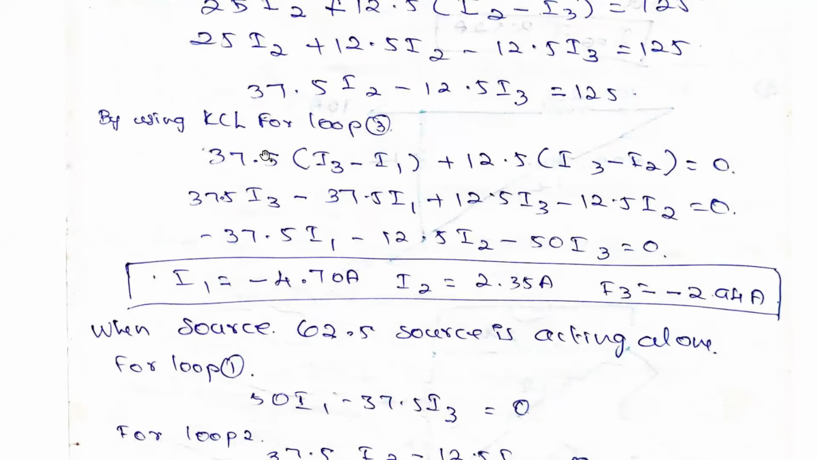While simplifying the KCL in loop 3, we get the equation: minus 37.5 I1 minus 12.5 I2 minus 50 I3 is equal to 0. Take this as equation number 3. Solve all three equations with your scientific calculator. To solve on a scientific calculator, open the mode. In the mode, there is the equation option. If you are using the FX 991 ES Plus calculator, the equation is option 5.